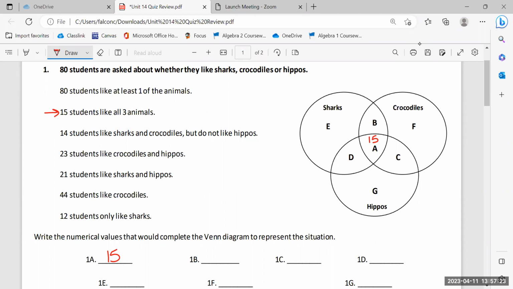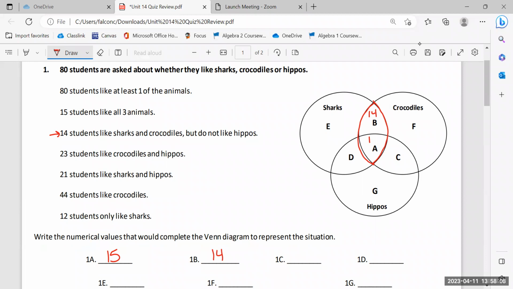All right. The next thing they give us is that 14 students like sharks and crocodiles, but do not like hippos. So that's going to be between the sharks and the crocodiles, but it's not included in the students that like hippos. Because part A includes the hippo circle, it's only going to be in the B. So it's only going to be 14 right here. So 14, that's going to be B.